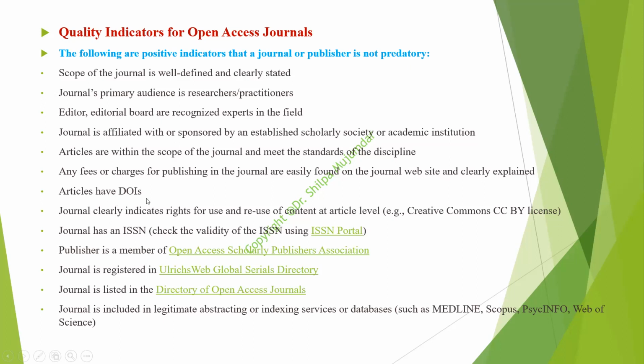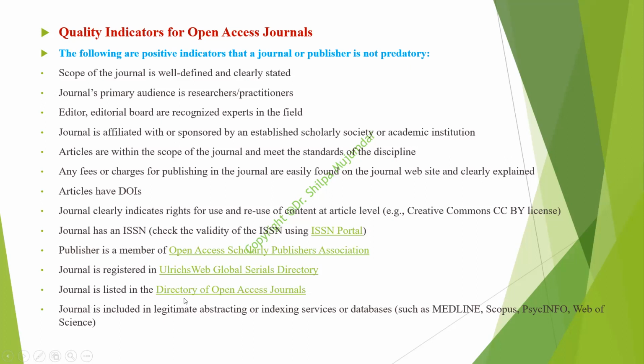Articles have DOIs, along with the date of publication. Good journals always have DOIs for their publications. So the journals having DOIs are mostly the good ones. The journal clearly indicates rights of use and reuse of the contents at the article level, right? Then the journal has an ISSN. Every journal will have this, but it cannot be the only criterion. You have to check the availability of the ISSN using the ISSN portal, and find out whether that particular journal really has that number or not. The publisher is a member of the Open Access Scholarly Publishers Association. The journal is registered in Ulrich's Web Global Serials Directory, that is UWGSD.